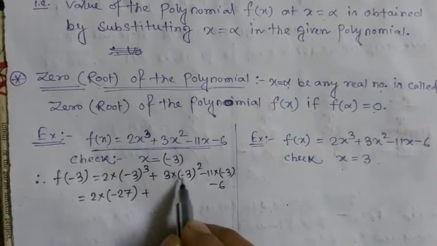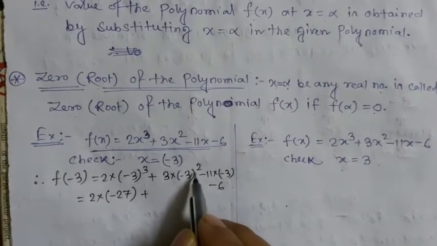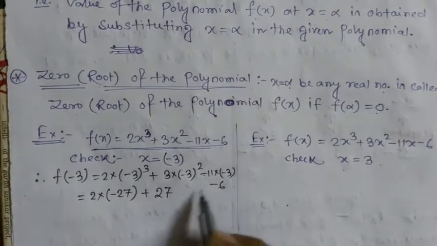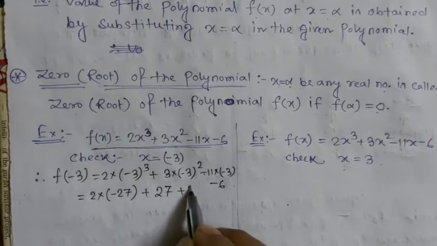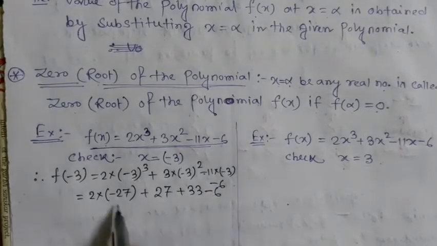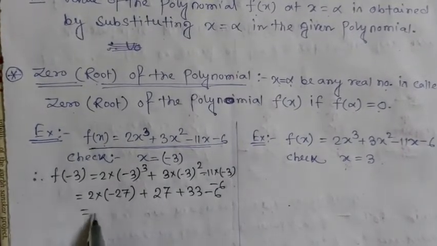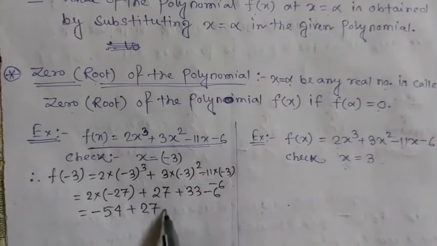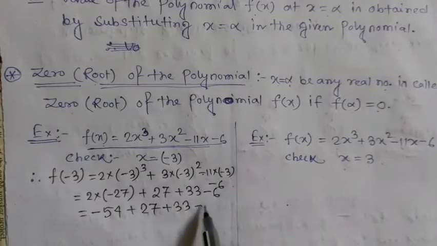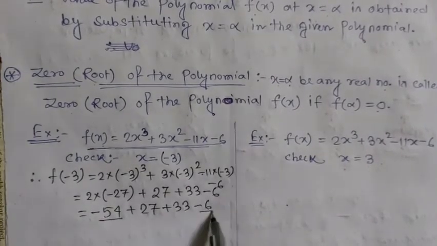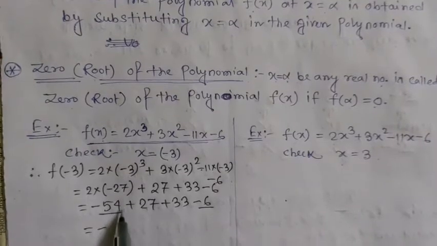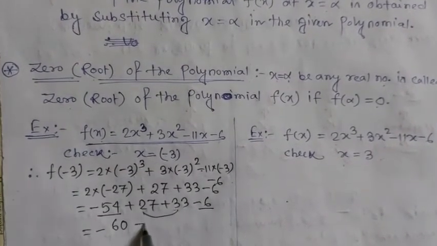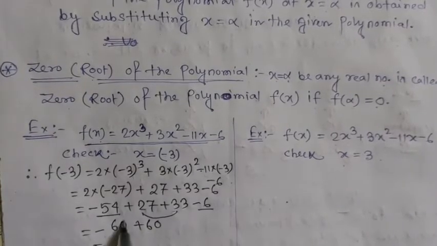Then 3 into -3 whole square: -3 into -3 is 9, into 3 means 27. -11 into -3 is plus 33, then the -6. So 27 into 2, that means -54, plus 27 plus 33 minus 6. Here the two negative terms, -54 and -6, make -60, and the sum of the other two terms is also plus 60. So the value is 0.